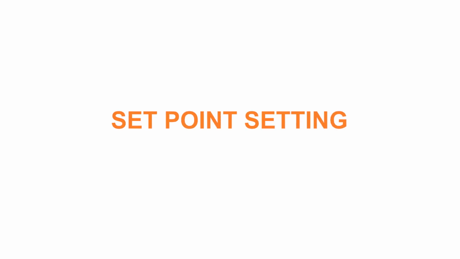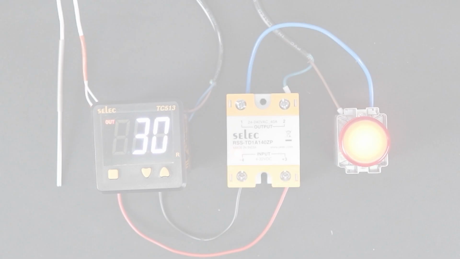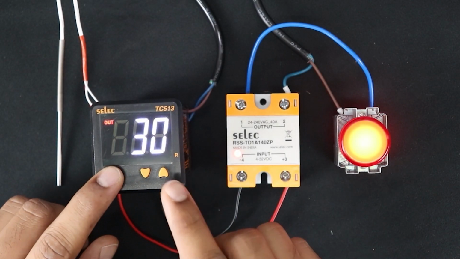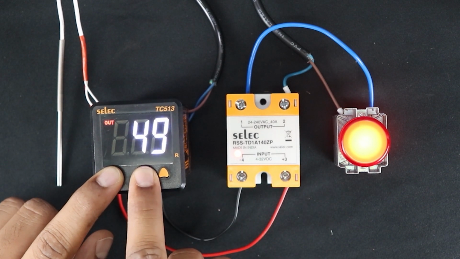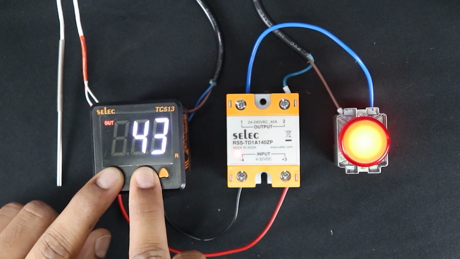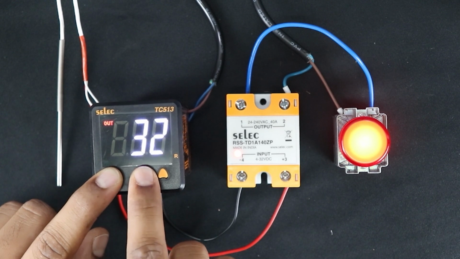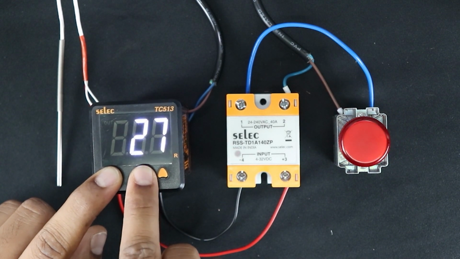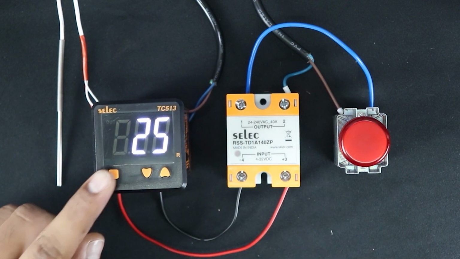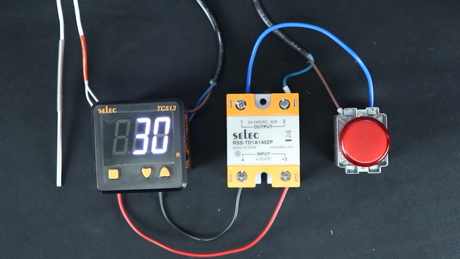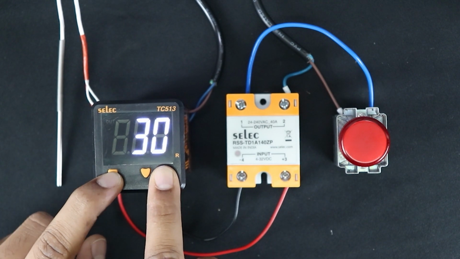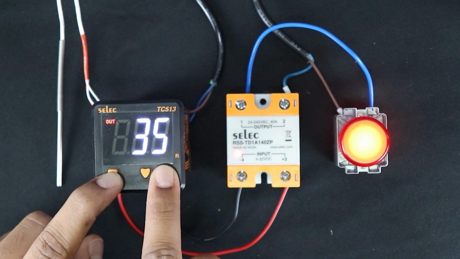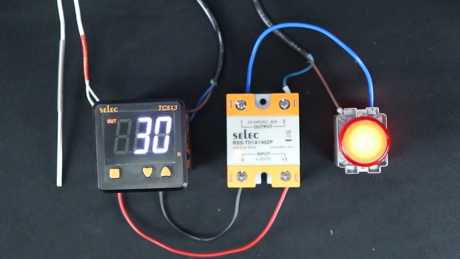Set point setting. To set the set point, long press the set key, and simultaneously press the increment or decrement key to change the set point value. As you can see, if the set point goes below the present value, the SSR output turns off, and subsequently the load turns off. The set point can be adjusted according to the selected sensor's range. Here we have Pt100, which ranges from -150°C to 850°C.